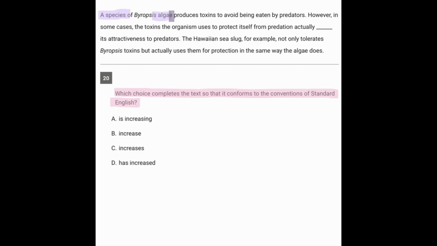A species of algae produces toxins to avoid being eaten by predators. However, in some cases, the toxins the organism uses to protect itself from predation actually blank its attractiveness to predators. The Hawaiian sea slug, for example, not only tolerates the toxins, but actually uses them for protection in the same way the algae does.